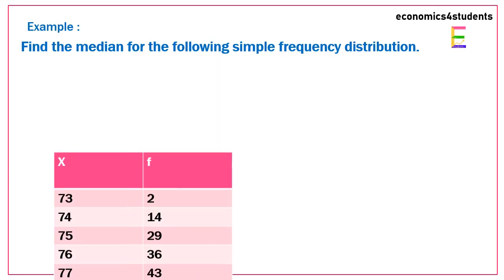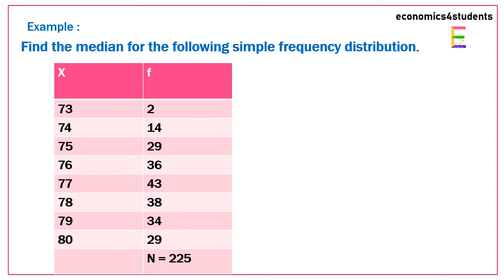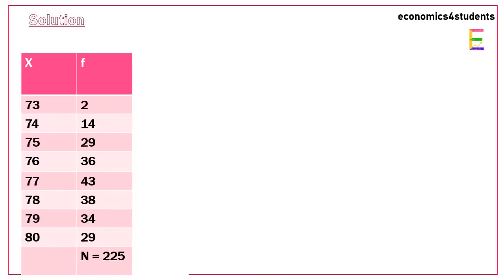Let us consider this example. We have to find the median for this discrete frequency distribution. Here total frequency capital N is equal to 225. It is calculated by adding all the frequencies in the F column. Let us find the middlemost value. This is the given frequency distribution.